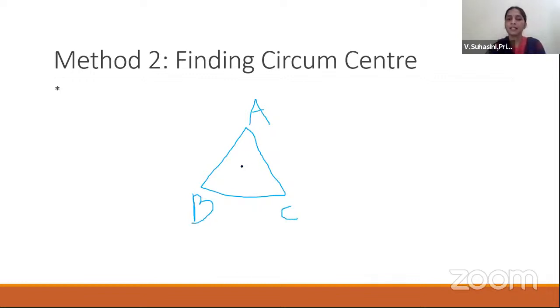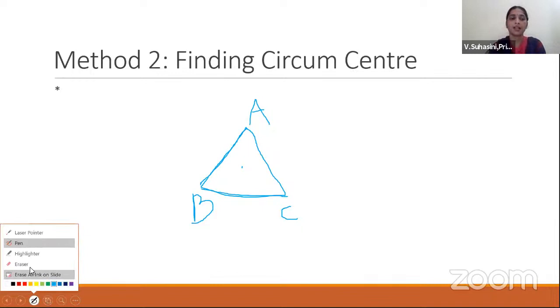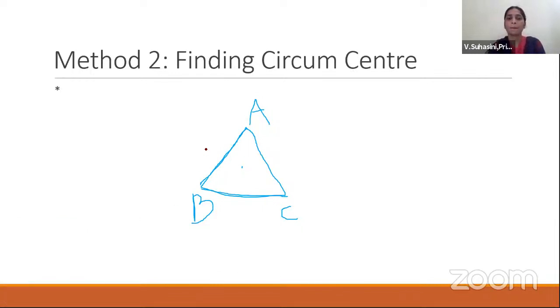And circumcenter of the triangle is also the point of concurrency of the perpendicular bisectors of the sides of the triangle. Suppose you have the side AB of the triangle ABC and the side BC of the triangle ABC. Let us consider the perpendicular bisector of these two sides. Suppose the perpendicular bisector of the side AB is the line L1.